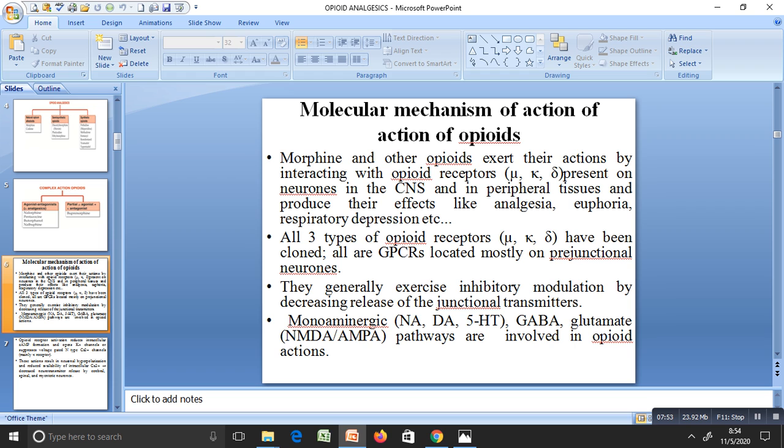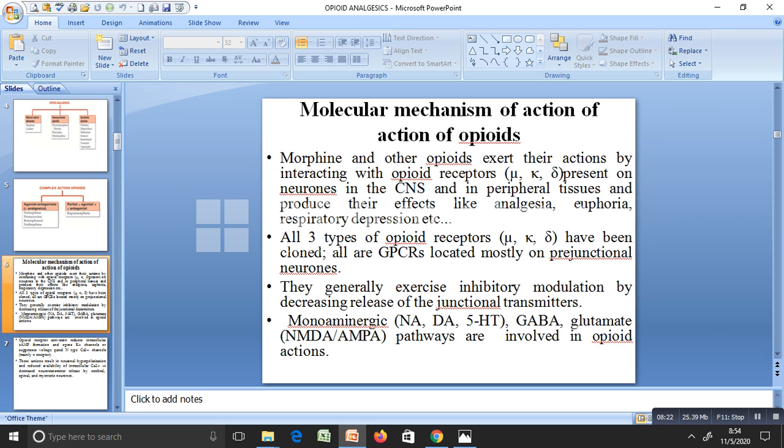These mu, kappa, and delta opioid receptors are G protein coupled receptors. They are mainly located in the prejunctional neurons. Next, they will be producing inhibitory modulation. Mainly pain will be inhibited. It produces inhibitory modulation by decreasing the release of neurotransmitters, junctional transmitters.